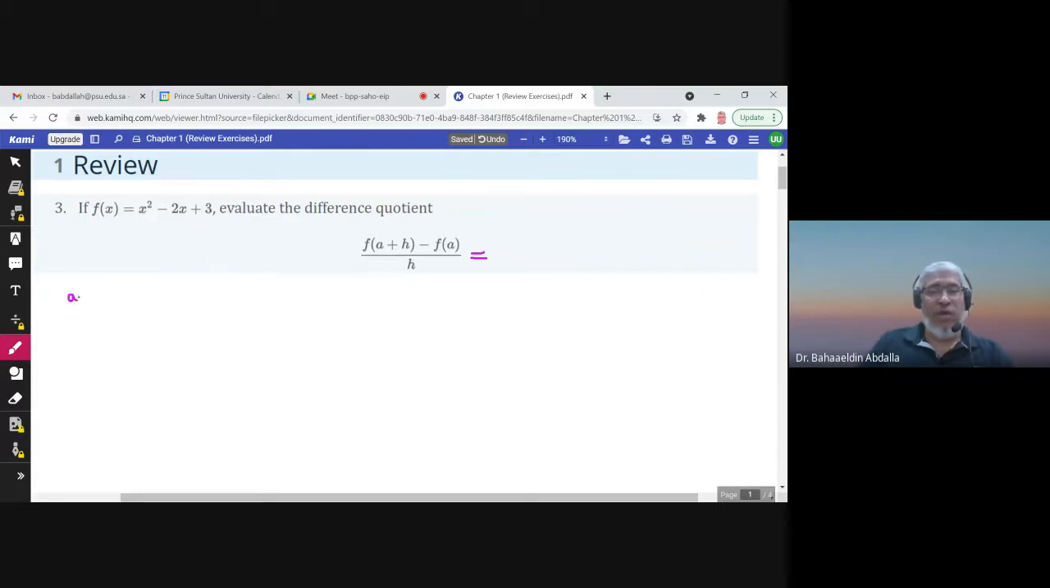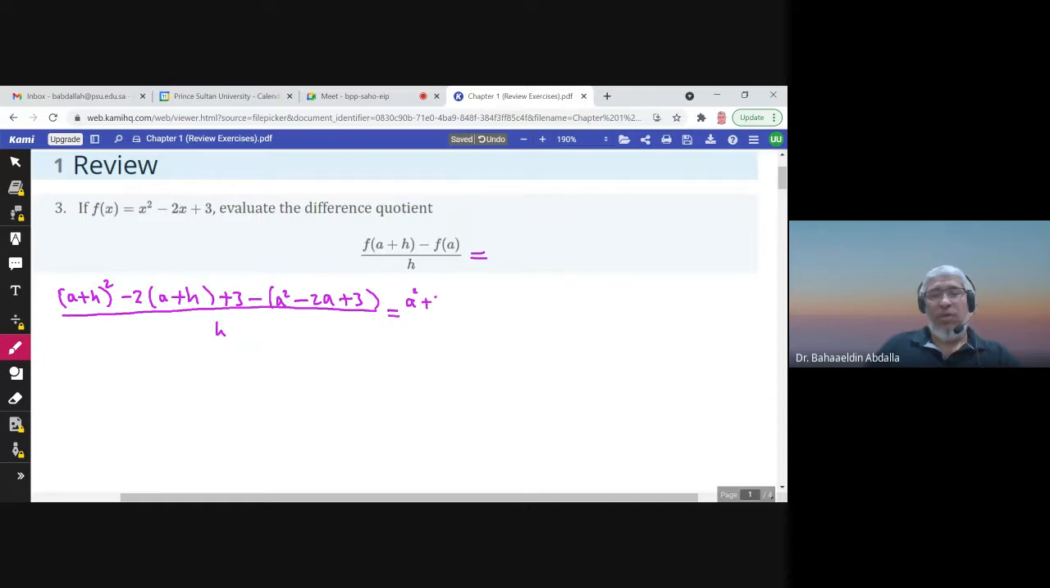So we will have a plus h to the power 2, then minus 2 times x, so it's also replaced by a plus h, plus 3. This is f of a plus h. Minus f of a, we replace x by a, so we have a square minus 2a plus 3, all of this over h. Now we expand, we have a square plus 2ah plus h square.